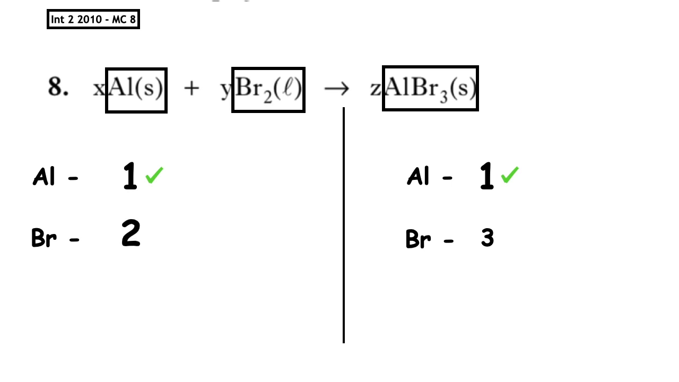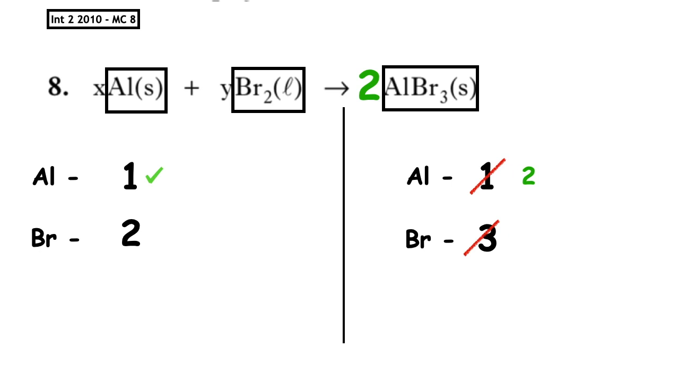How many bromines do we have on the left? We have 2. And how many bromines do we have on the right? We have 3. These don't balance. How do we balance out numbers which cannot be multiplied by 2? Well, what we have to do is we have to cross multiply. So the aluminium bromide, so that's the product, the AlBr3, we put a big 2 in front of the box. We've got 1 aluminium inside the box multiplied by 2 outside the box.